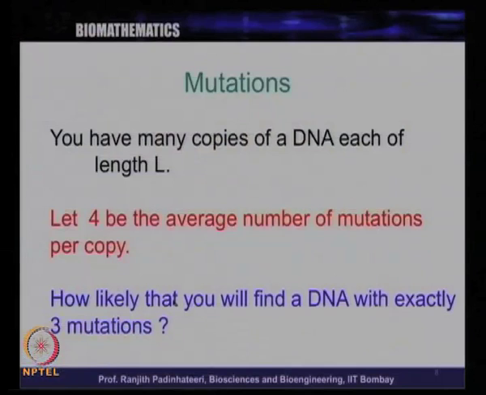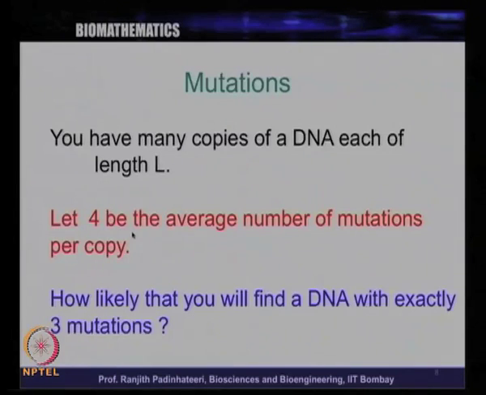Now you randomly choose one DNA from a million pieces of DNA, or a large number of pieces, and ask the question: before doing this, can we say what is the probability that you will pick a DNA that has 3 mutations? The answer is given by something called the Poisson distribution. That is what we are discussing: how likely it is that you will find a DNA with exactly 3 mutations.